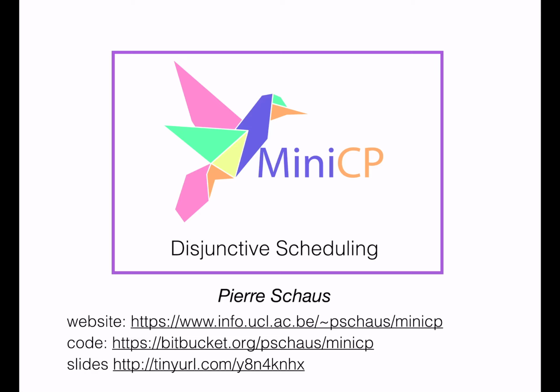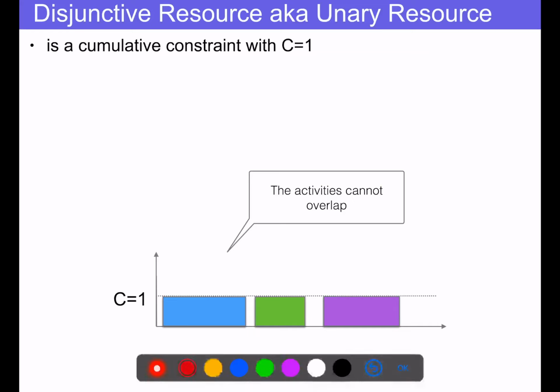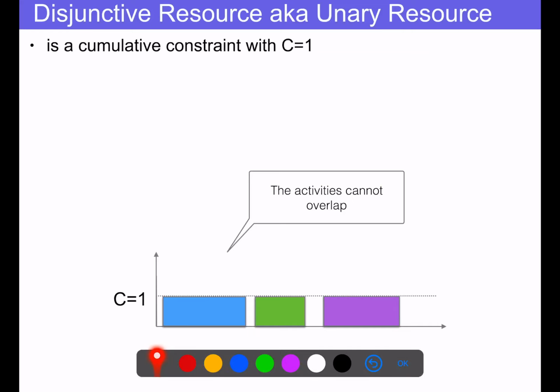Today we will discuss disjunctive scheduling. Last time we discussed cumulative scheduling. Disjunctive scheduling is exactly the same as cumulative scheduling, except that we are working with a specific case of capacity 1, which means that the activities cannot overlap in time at all, because the capacity is 1, and we assume that every activity consumes exactly 1 unit of resource.